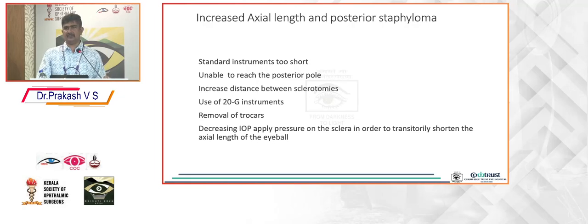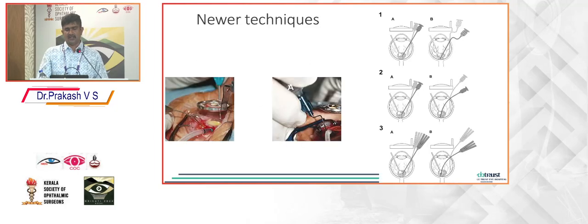Another thing is to reduce the IOP of the globe and press with the finger while the surgeon is operating. The surgeon presses on the globe through the active instrument so that the sclera goes down and you can reach the posterior pole. Nowadays, all companies are coming with newer instrumentation. This is something developed by Topcon, where they have this kind of bend. The biggest problem was that you have to align the instruments more vertically than in a normal eye.